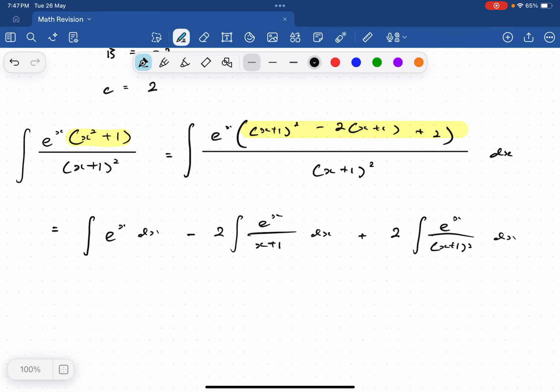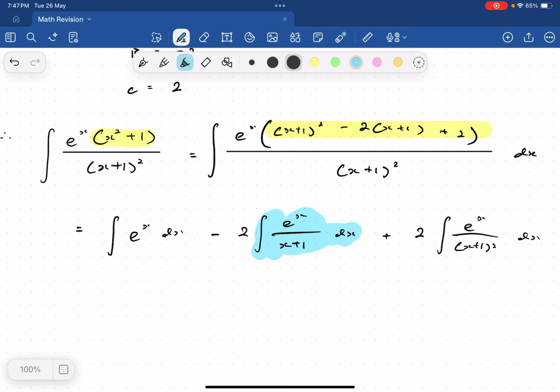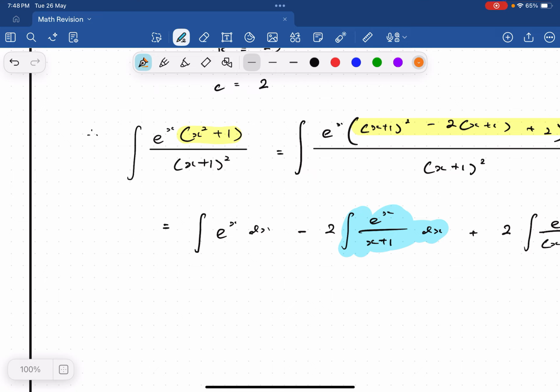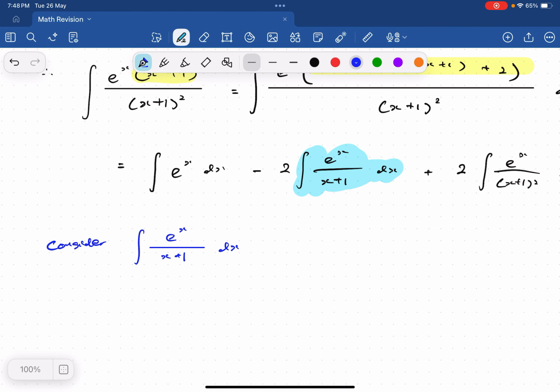Let us consider just this integral in the middle. Okay? So let us consider only this particular integral. No, let me put it in a nicer color. Okay, let us consider only this particular integral, okay? Hang on, I don't want the 2, just this particular integral. So I will only consider, for now, this integral in the middle. Okay? So how am I going to solve this?